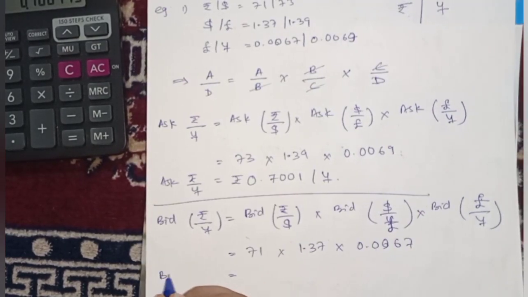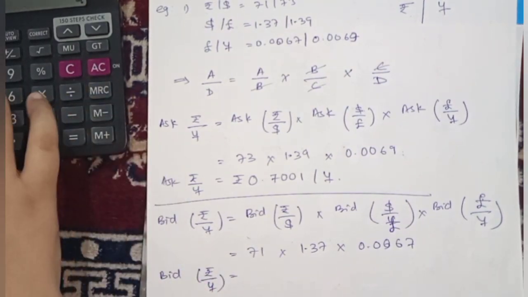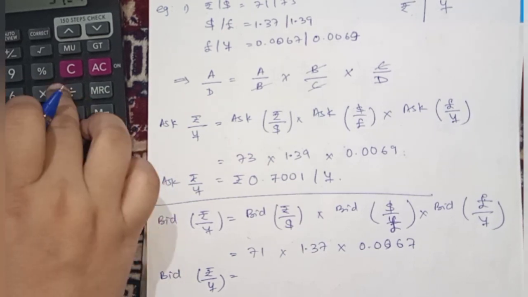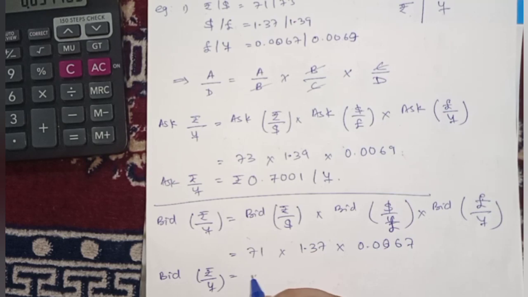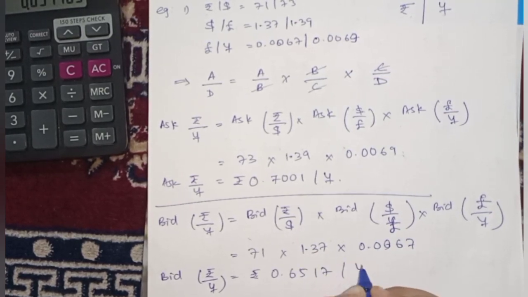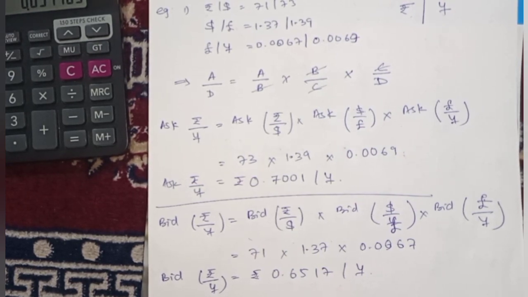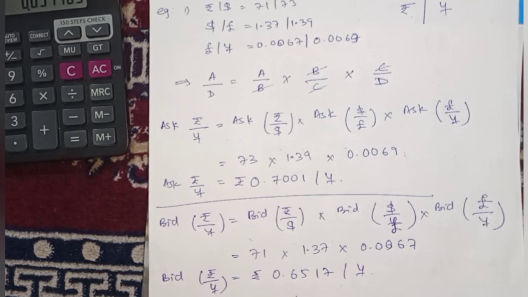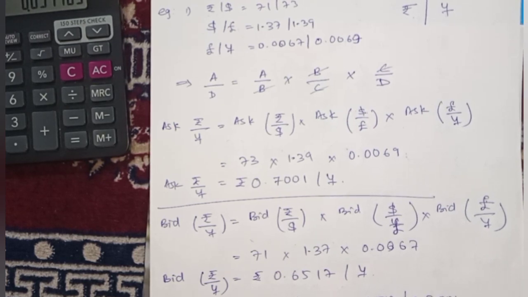Now you will get the bid value of rupee per yen as 71 into 1.37 into 0.67. This will give us 0.6517 per yen. So now I will write the exchange rate as rupee per yen. This is the bid rate. We have to write it first, 0.6517 slash 0.7001. This is rupee per yen.